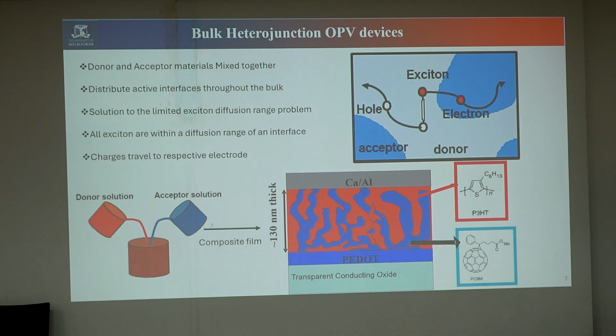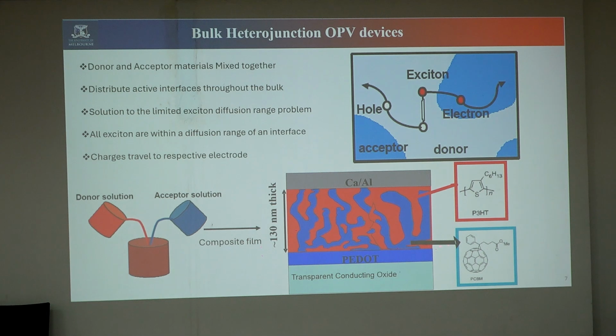There are many junctions, and that's why it's called a bulk heterojunction. In this case, the exciton can easily encounter a donor-acceptor junction and get separated. Once it is separated, the holes remain in the donor phase, because the blue color is acceptor and the red color is donor. The holes should be in the donor phase and get extracted from this side. You can see there should be a continuous network pathway for the holes to travel to the anode, and the electrons should travel this way to be collected here.